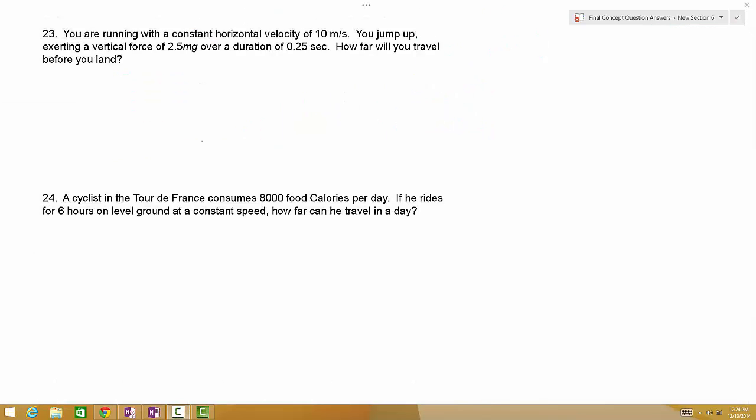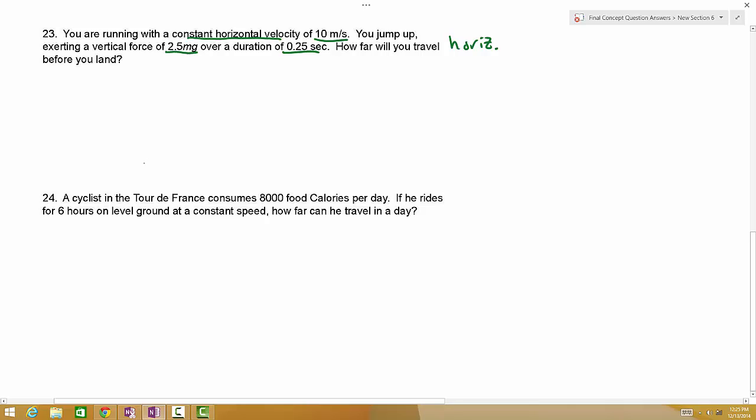23. You are running with a constant horizontal velocity of 10 meters per second. You jump up exerting a vertical force of 2.5 mg, that's mass times gravity, over a duration of 0.25 seconds. How far will you travel? I believe this is horizontally. It's talking about before you land.